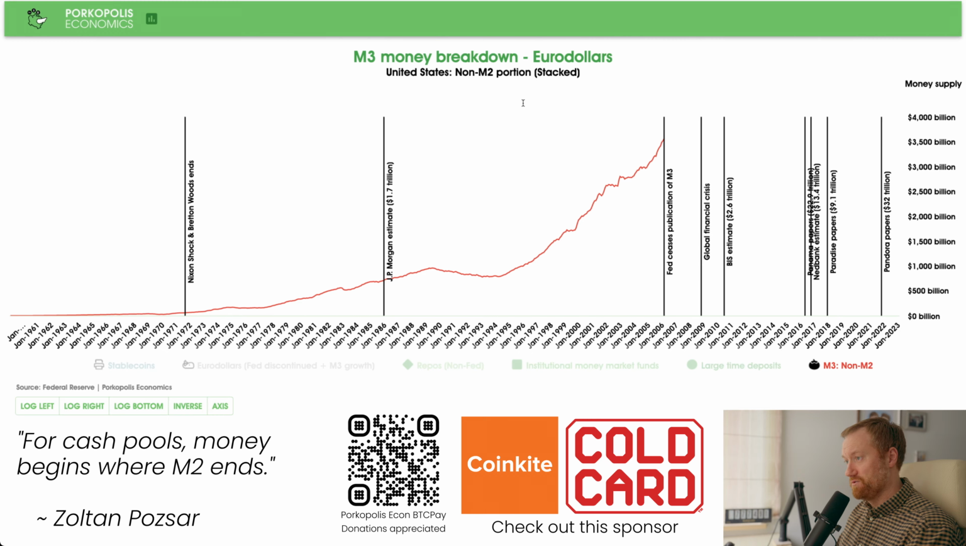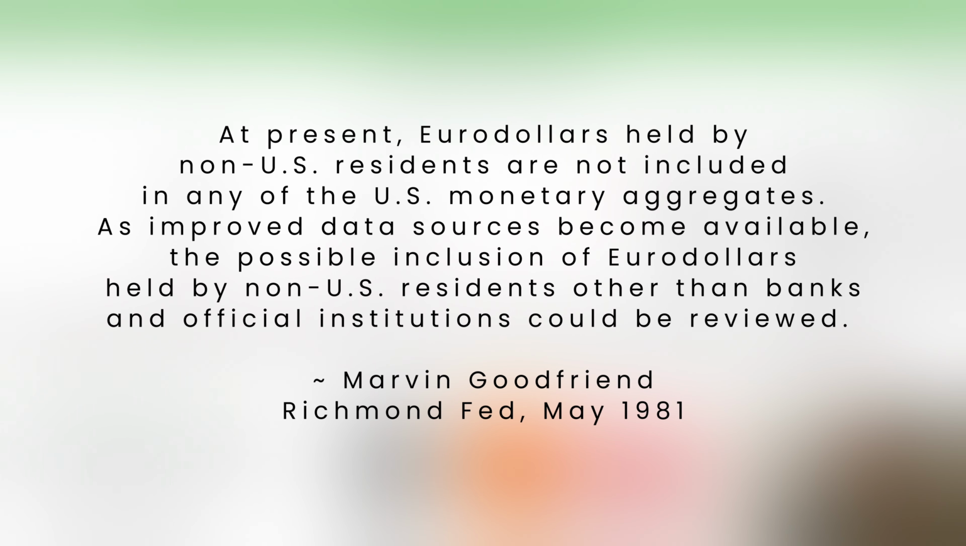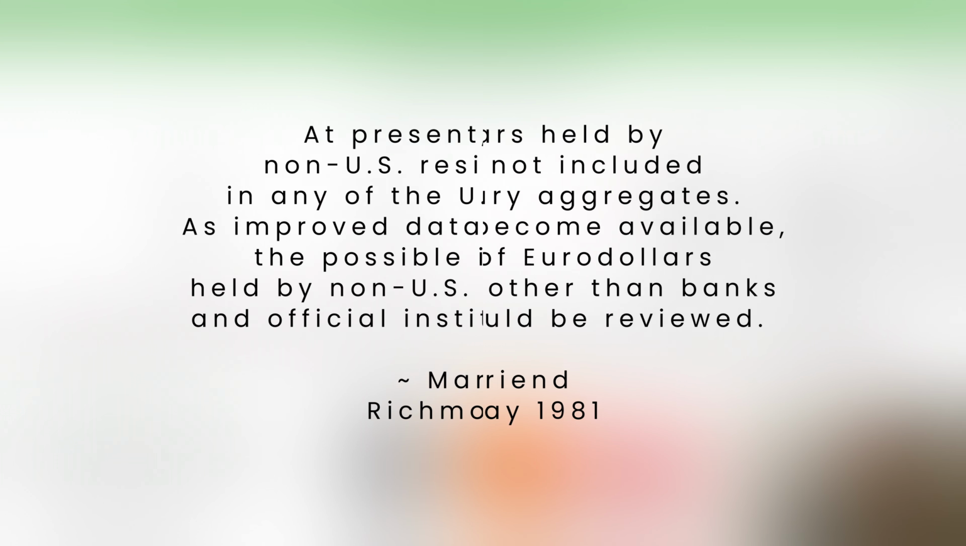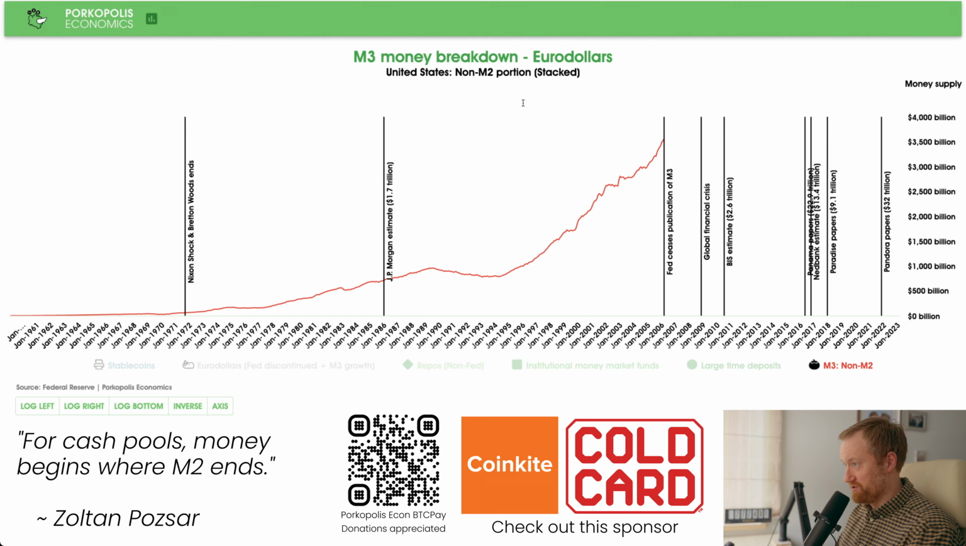And that is, quote, "At present, Eurodollars held by non-US residents are not included in any of the US monetary aggregates. As improved data sources become available, the possible inclusion of Eurodollars held by non-US residents other than banks and official institutions could be reviewed." This is a very important point, because it's basically saying that the Federal Reserve, whether it be for lack of resources or just the best way that they thought that they could count it all up, they are only counting US-based companies and individuals that are located abroad. That's all they're counting up.